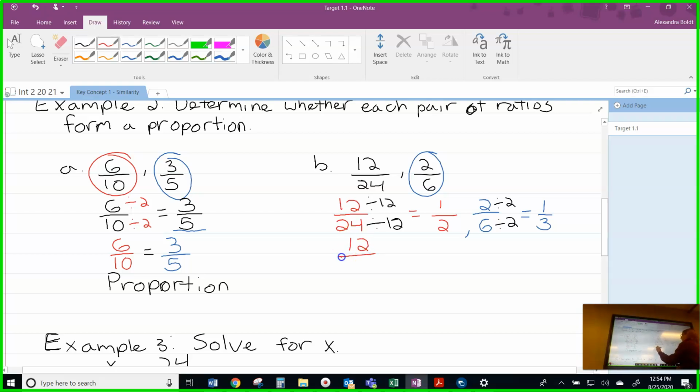So 12/24 we would say is not equal, and our not equal symbol is just an equal sign with a slash through it. So it's not equal to 1/3. So then I would say this is not a proportion.